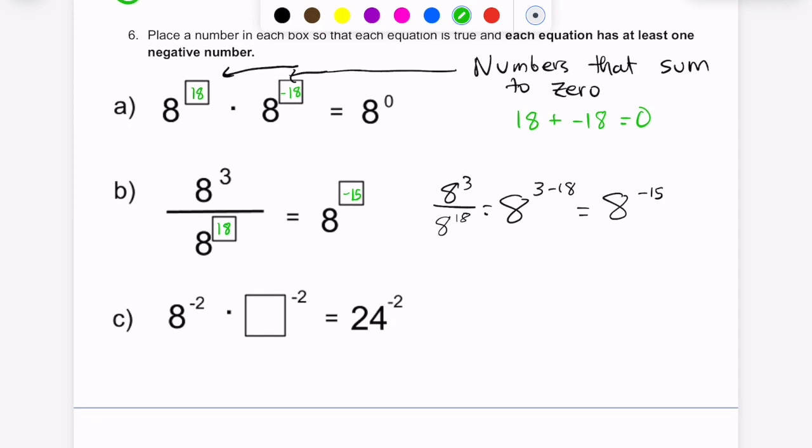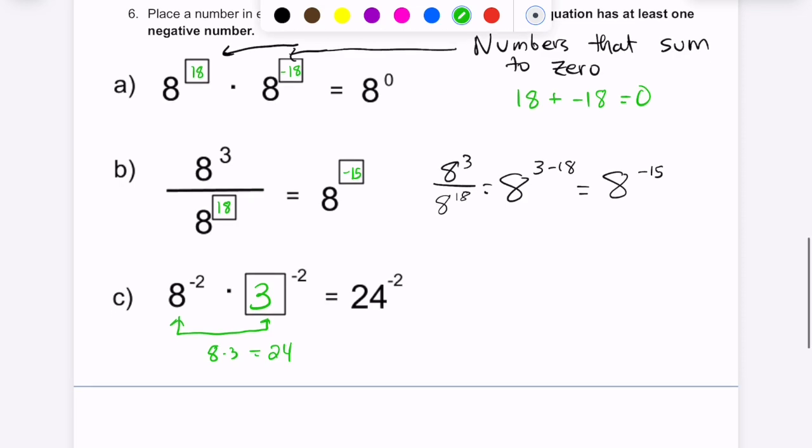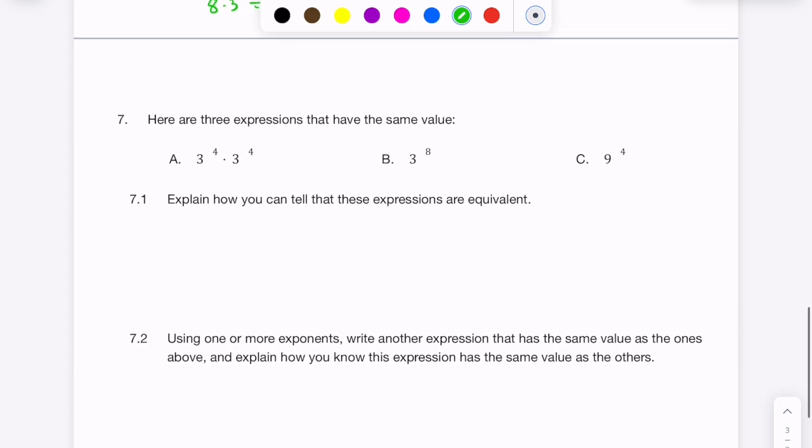Okay, and then lastly, we have 8 to the negative 2nd power times something to the negative 2nd power equals 24 to the negative 2nd power. There's only one right answer there. It is 3, because 8 times 3 is 24. So here we have to multiply the bases. 8 times 3 equals 24. And the exponents of negative 2 is the same. Cool. All right, question 7.